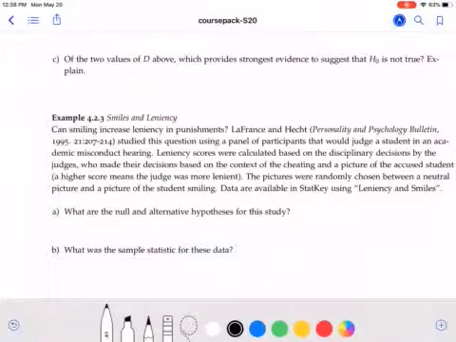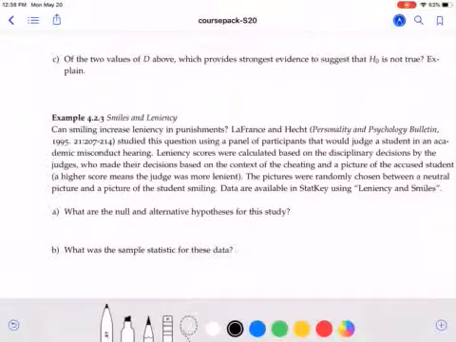What we have are either a neutral picture or a picture of the student smiling. So the question is if the scores end up being higher, or there's more leniency, when we have the student smiling instead of the neutral pictures. Our first question is, what are our null and alternative hypotheses for answering this question? Can smiling increase the leniency?